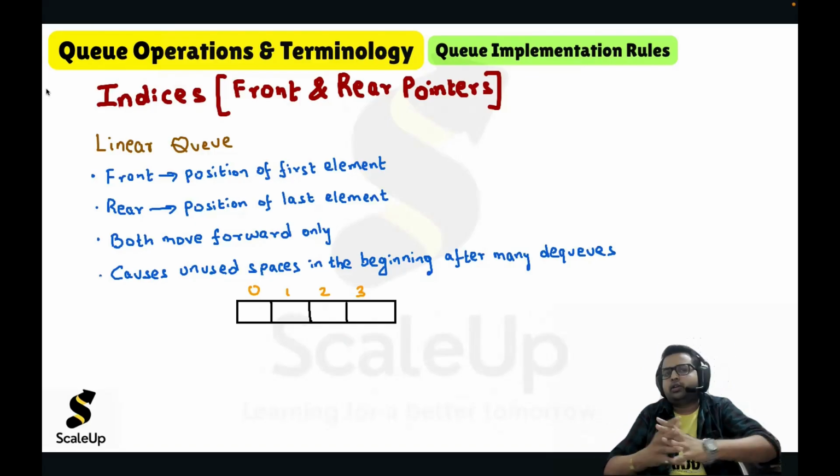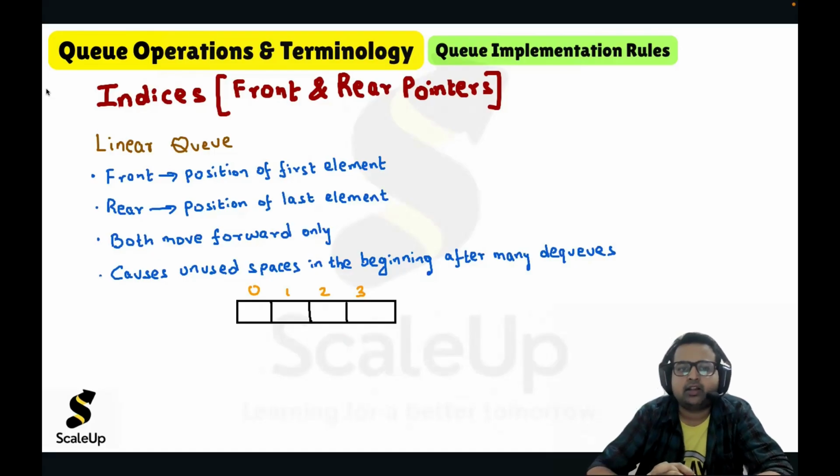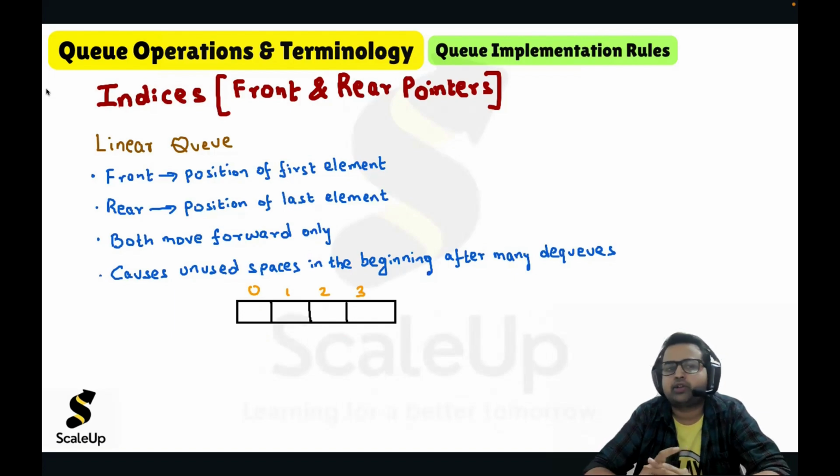But in terms of indices, we got a very interesting observation that both front and rear pointers move in the forward direction only.